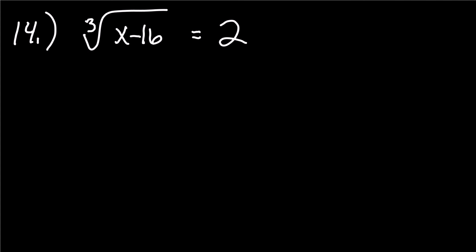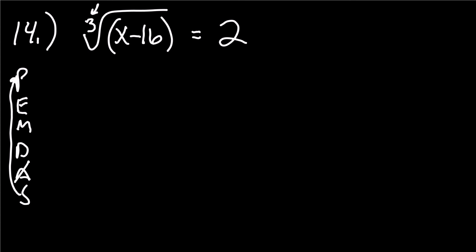All right, 14 through 20 is the exact same concept, but now we're using cube roots, which means we're going to change our exponent. We're not going to be able to square both sides. We have to cube both sides. So once again, I go PEMDAS backwards. And you guys remember, technically x minus 16 is in parentheses. So I don't see any, I see subtraction, but it's inside the parentheses. There's no addition, there's no division, there's no multiplication.